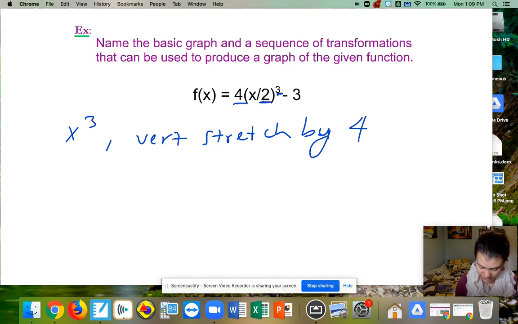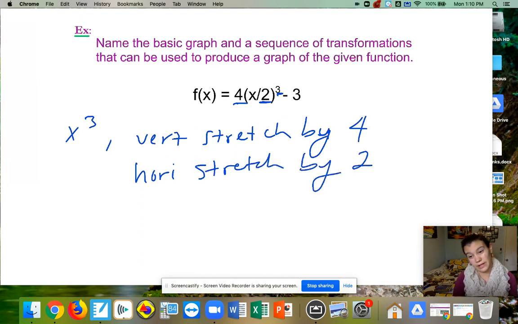Then we have this right here. So this would be a horizontal. And before we do stretch or shrink, you want to think of what the a is. If we're dividing by 2, that means we're really doing a factor of 2. So it's going to be a stretch by 2 because you're dividing by 2. And then the last one is down 3.